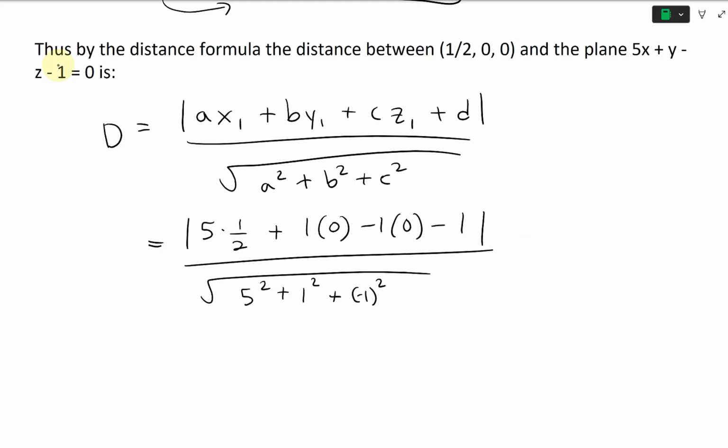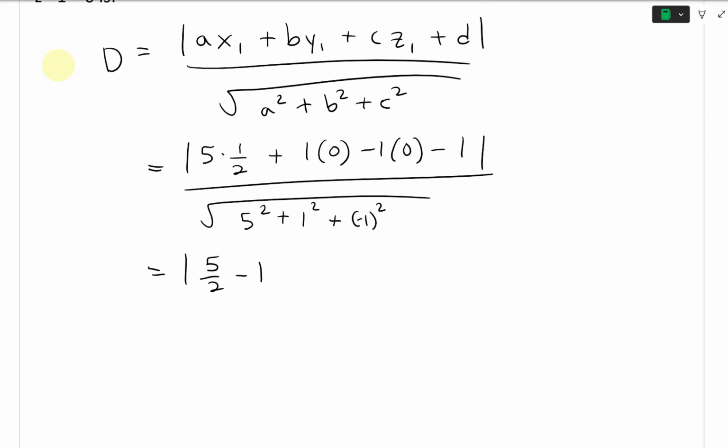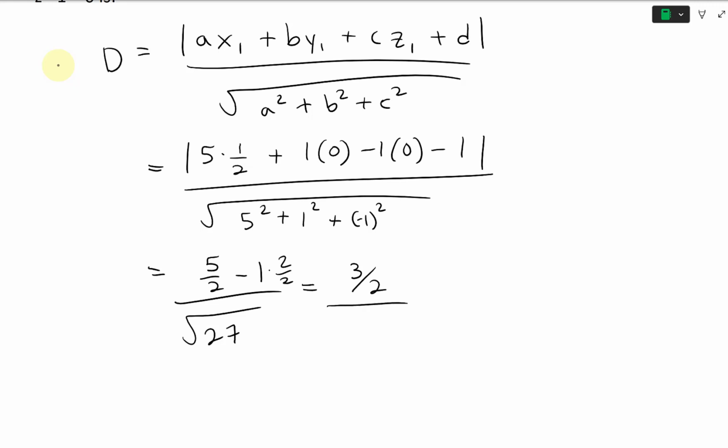So what we end up having is 5 over 2 plus 0 plus 0 minus 0, minus 1, like that. There's an absolute value sign, but 5 over 2 is bigger than 1, so we can just remove the absolute value sign. The denominator is the square root of 25 plus 1 plus 1, which is 27. So square root of 27. Let's multiply the 1 top and bottom by 2, so we have the same common denominator. So 5 minus 2 is 3 over 2, like that. And then this part right here is interesting.